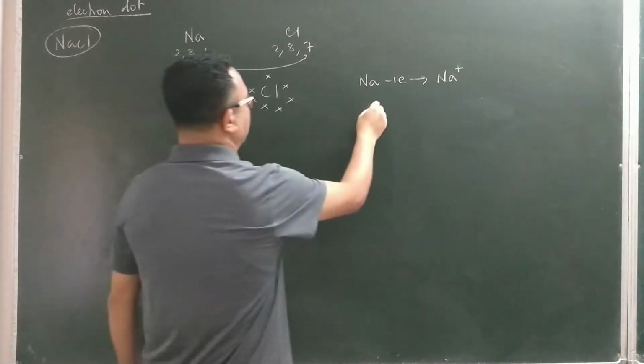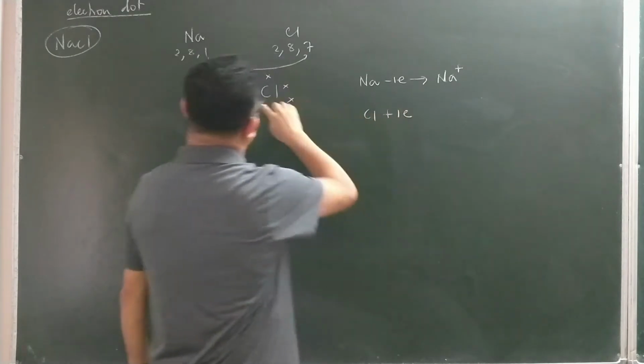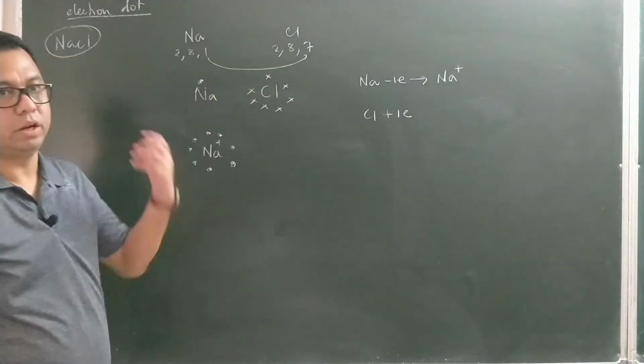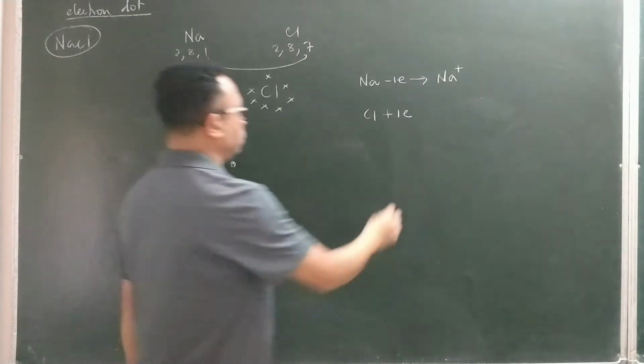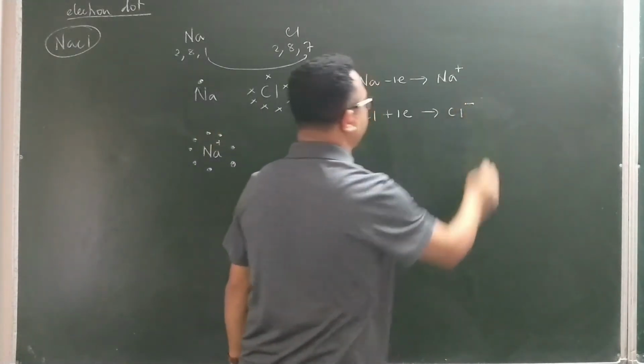In the same manner, chlorine already got 1 electron, which was donated by sodium. As chlorine got 1 electron, it now becomes Cl minus.